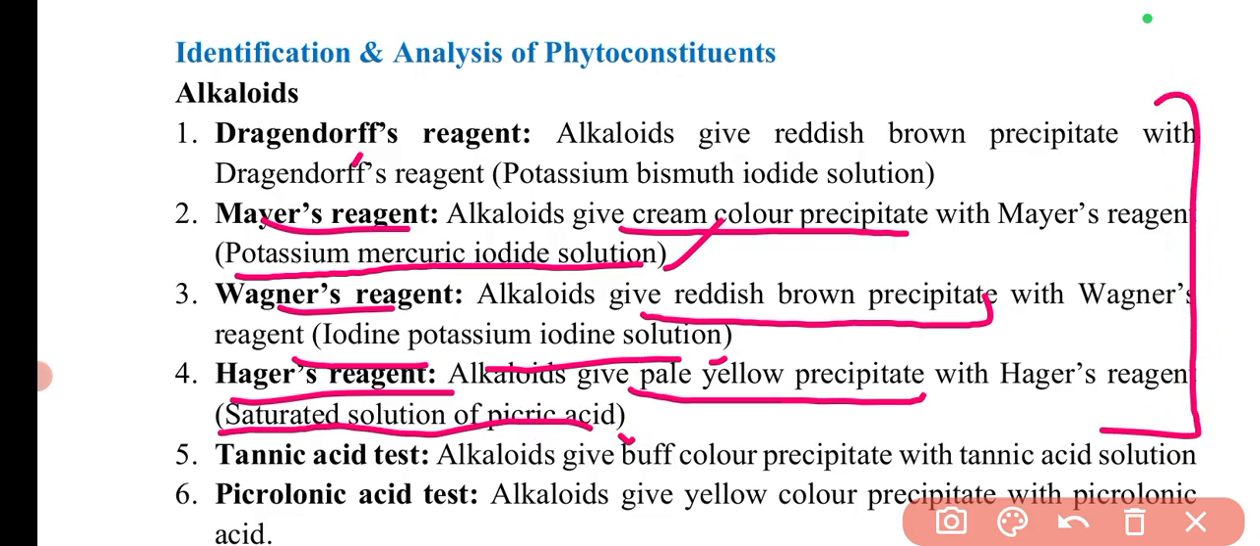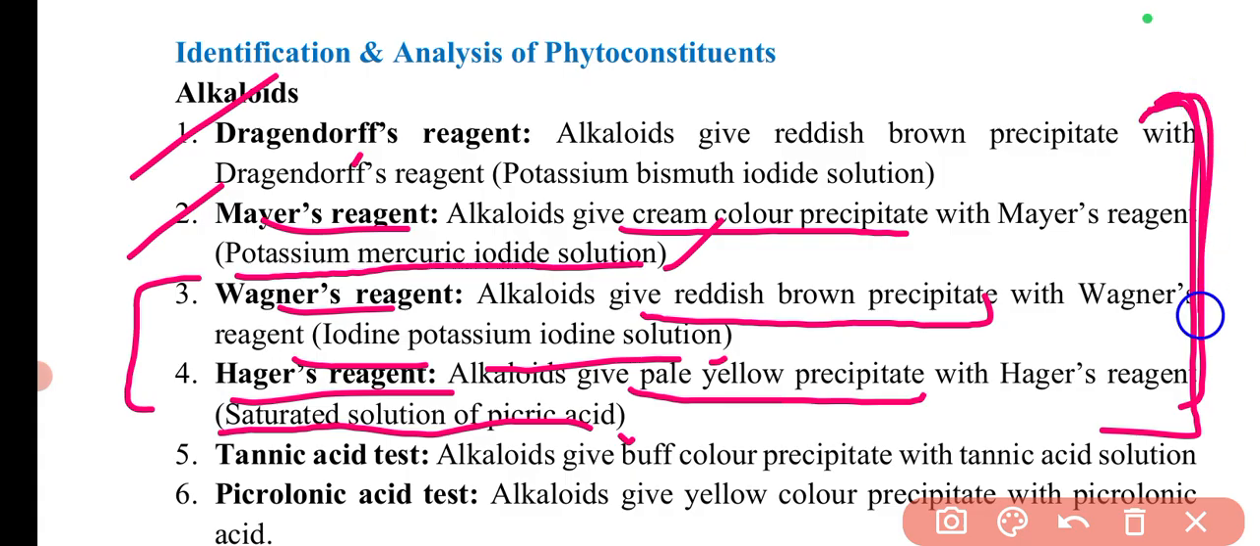So these four are very important. Mostly the question is asked from Mayer's and Dragendorf's reagent most of the time. But in a few question papers, the question has come from Wegener's as well as Hager's reagent. All the four are quite simple, so you can easily remember these.